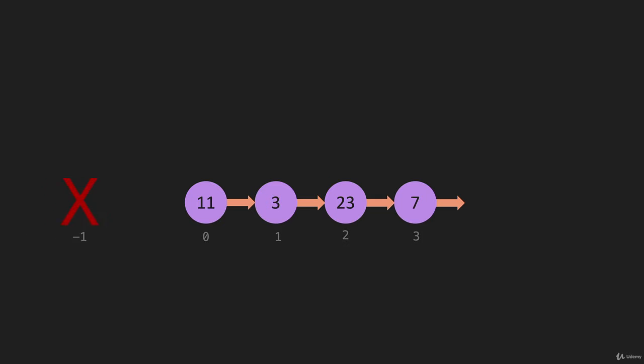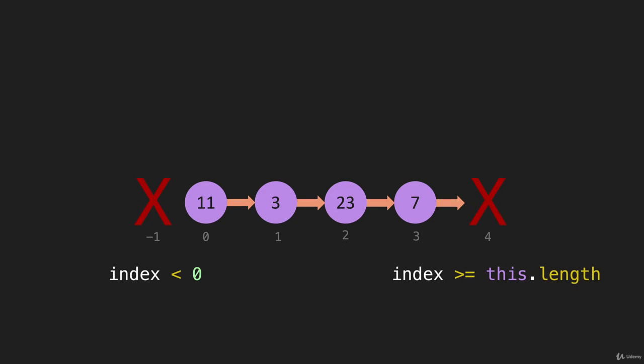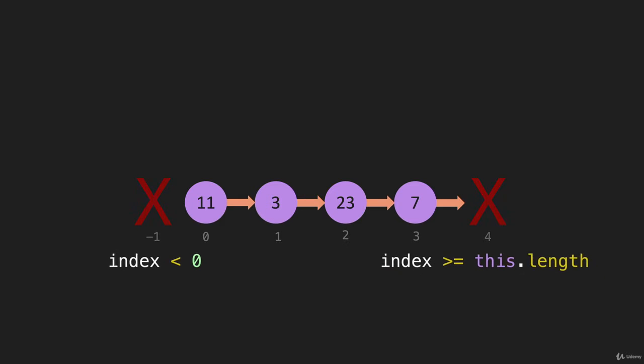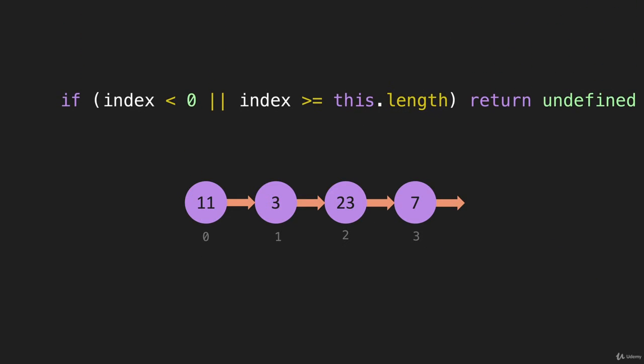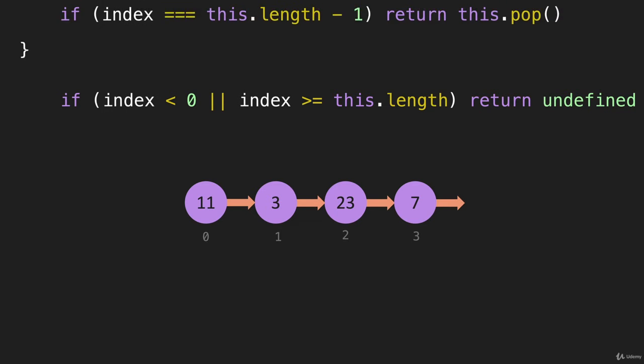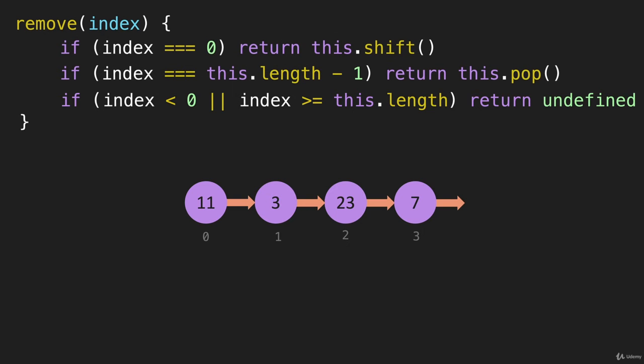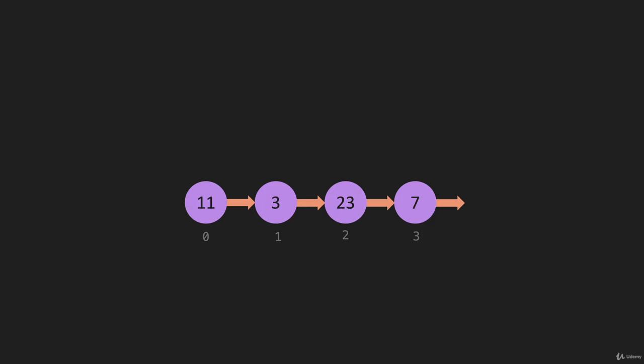Also, we can't return an item at an index of -1, or we could say an index of less than 0. And we can't have an index that is greater than or equal to the length. So we can create an if statement that says, if it's less than 0 or greater than or equal to the length, we're going to return undefined. So here are those 3 if statements that we just created, and we'll remove those.